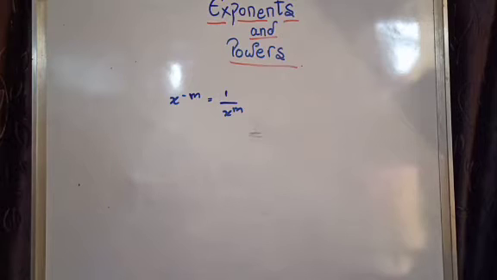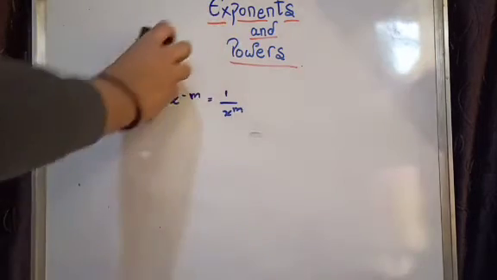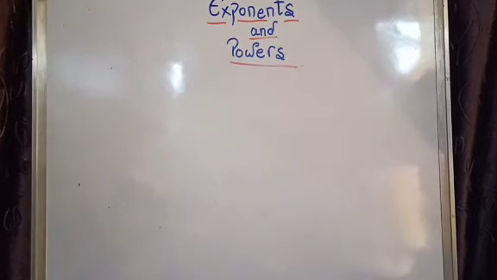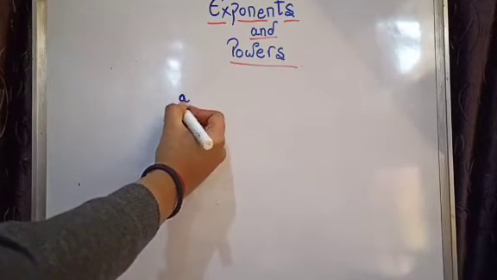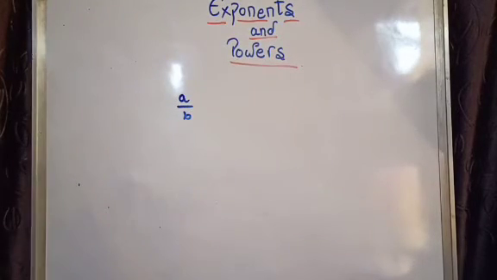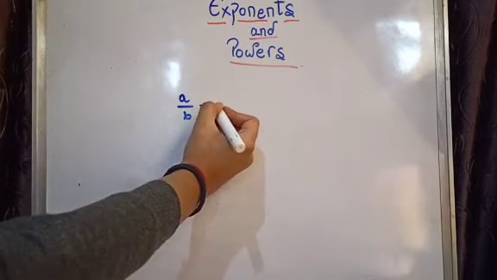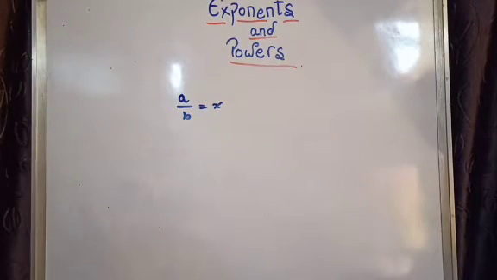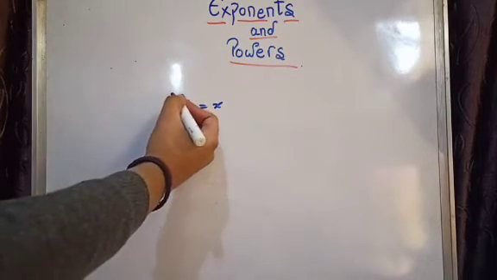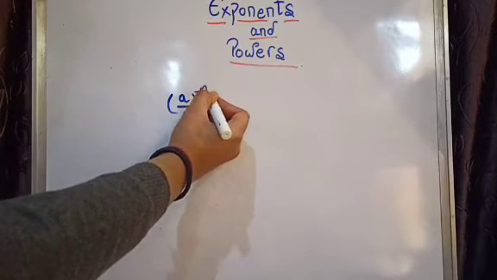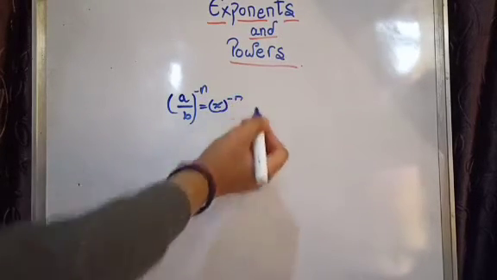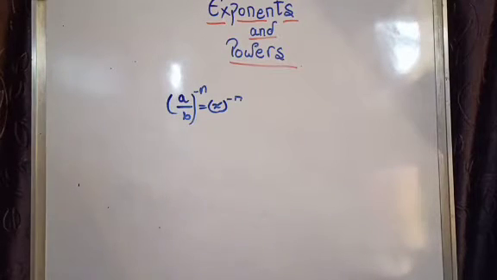Okay. So see, I am going to tell you the reason for that rule and how it will work. I will tell you everything about that rule. Okay. So see, if a over b is equal to x, then see what I will do. I will take the power as minus n on both sides. Minus n, minus n. I have taken the power of minus n on both sides.